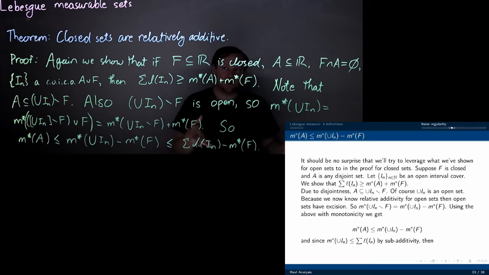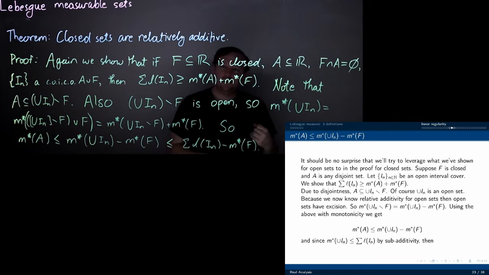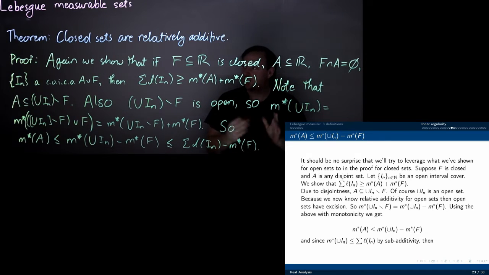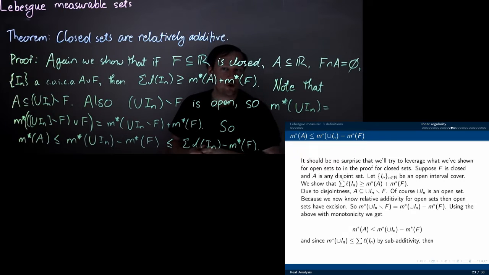And just like last time, we are going to prove that the sum over the lengths is greater than or equal to this thing. So if you go back and compare what our broad strategy was for open sets, it is the same broad strategy that we're going to use here. So I won't explain it too much. But we can take a few shortcuts because of what we already have for open sets.